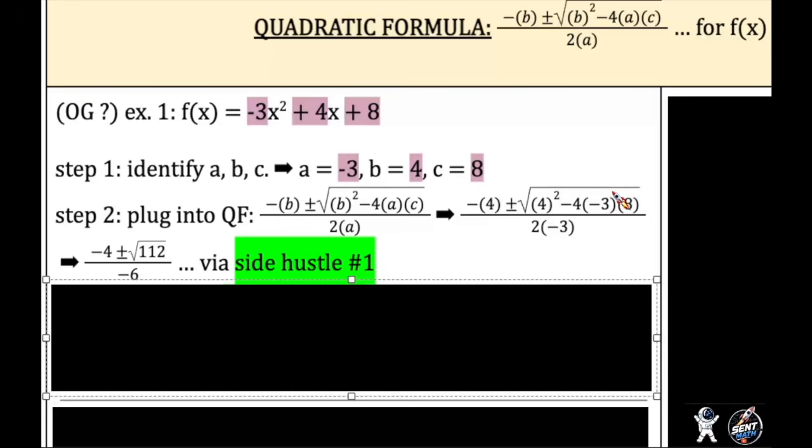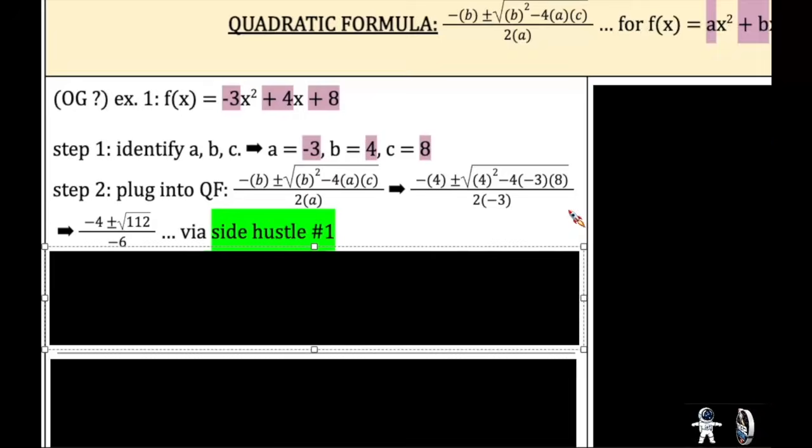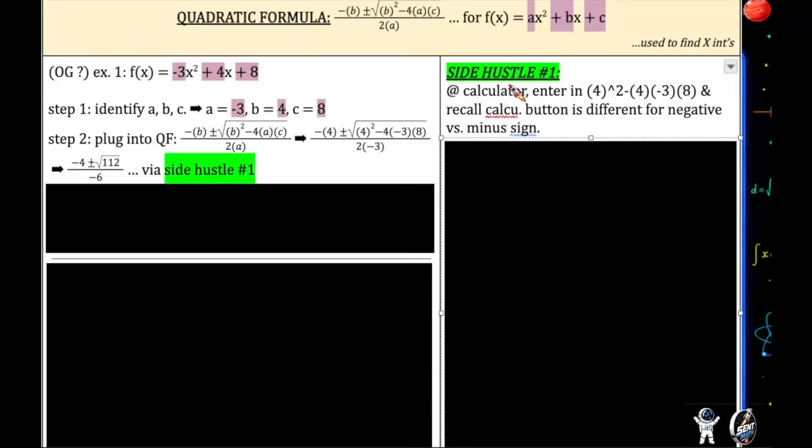To which you say, okay, how did you put that in your calculator? Using side hustle number 1, we are going to enter this in our calculator in this format over here, which is pretty much exactly what you see right here, except you put a caret right before the 2 to signify an exponent. Remember that the calculator button is a different button for negative signs as opposed to minus signs. And so that's how we get to 112 inside the root, through side hustle number 1.